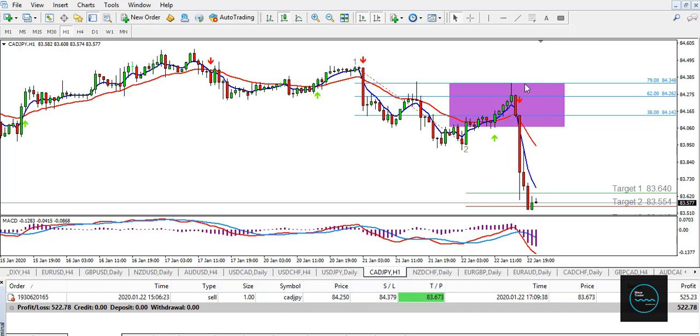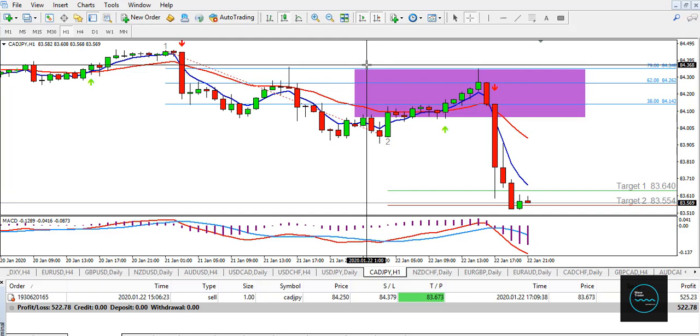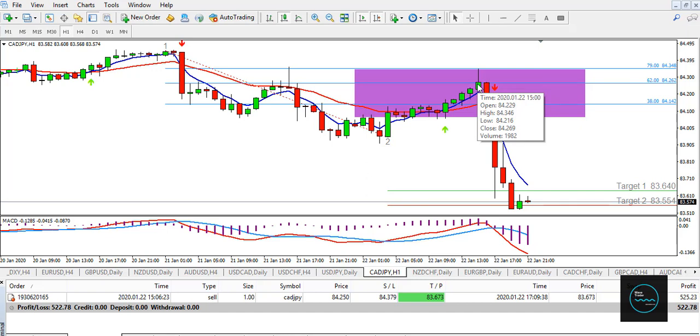I placed my sell limit there, and I placed my stop loss here for roughly 14 pips, because I was looking at this spinning top here. Let me make it bigger for you guys. I was looking at this spinning top, so I placed my stop loss just above that. It was about 13 to 14 pips from my entry level, and I just shut off the computer. I just checked it now, and you can see what happened.